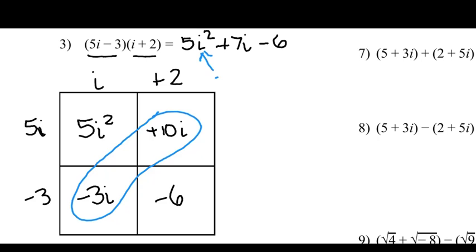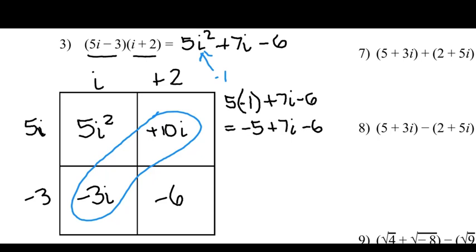So remember, i squared is -1. So replace it, and when you replace it, make sure you use multiplication. Don't accidentally write something like this, 5 minus 1. You might think it's subtraction. So make sure you replace it with multiplication. So 5 times -1 plus 7i minus 6. And so we get a couple more steps, -5 plus 7i minus 6.